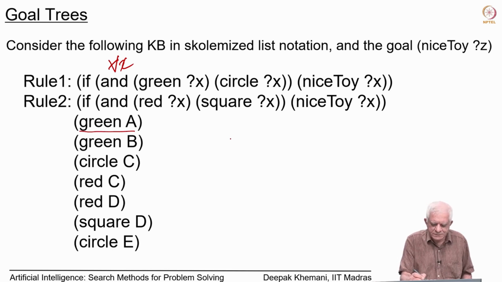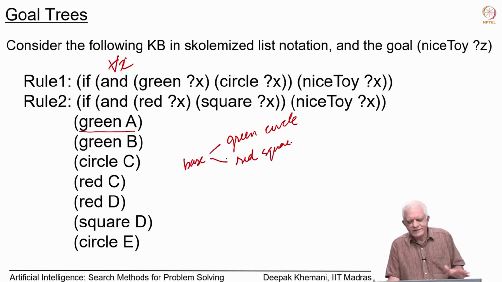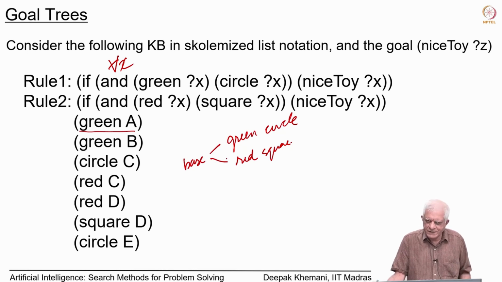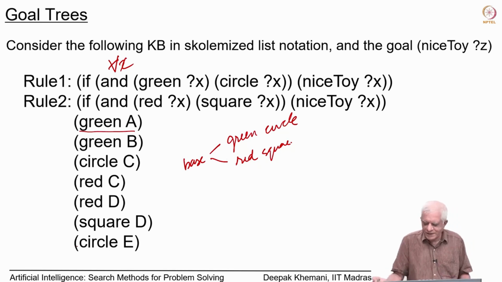One is a green circle and the other one is a red square. Let us say we are talking about the base of some block or something like that. If either of these cases happens, then we are happy with the toy. And given this knowledge base, how many statements do we have? 3 plus 3, 6, 7, 7 statements about 5 blocks. We are asking the question: is there a nice toy in our database or knowledge base?